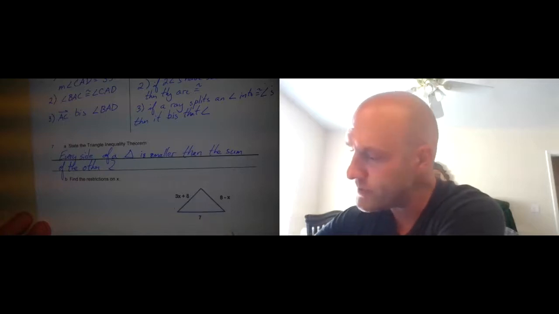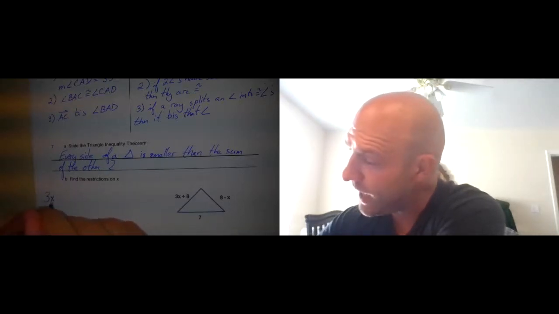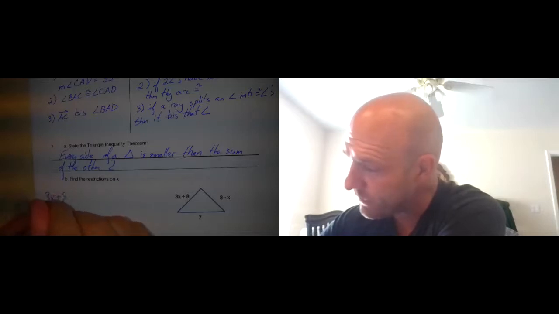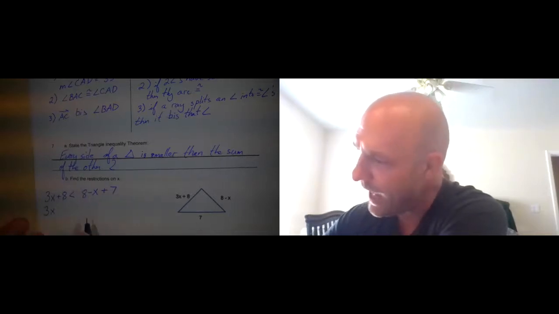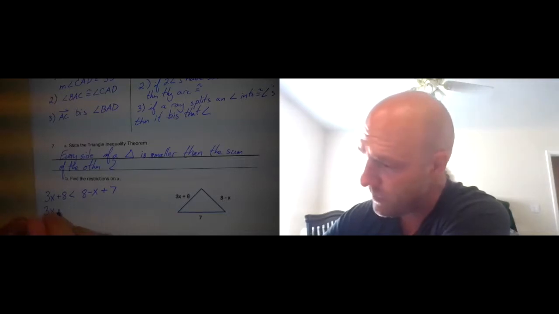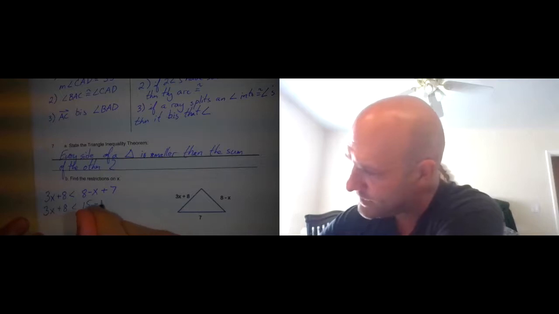because there's multiple ones. If 3X plus 8 happens to be the largest side, it still has to be smaller than 8 minus X plus 7. That means that 3X plus 8, I guess, has to be less than 15 minus X. Let's add an X to both sides.